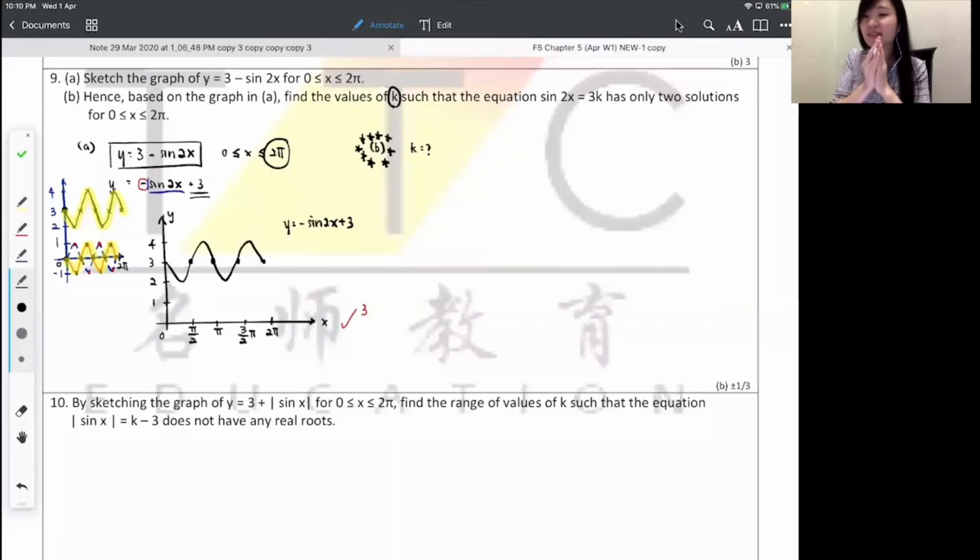If they want until 2 pi, you only draw until pi. Yes, you will lose marks, because if not, why would they say until pi? So you must follow the questions, okay?